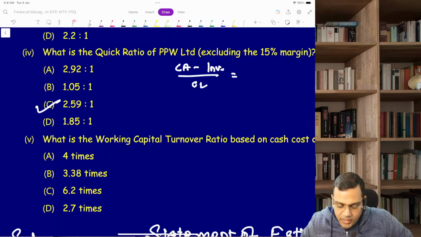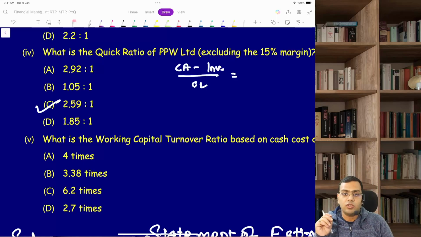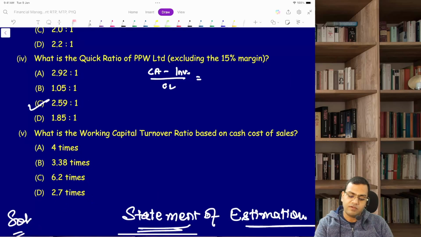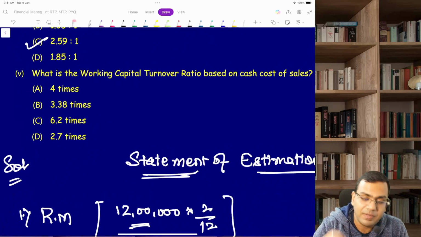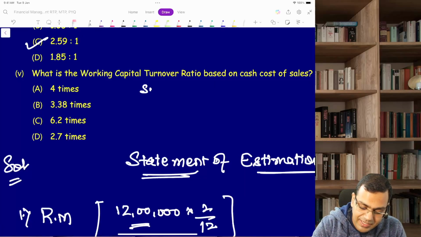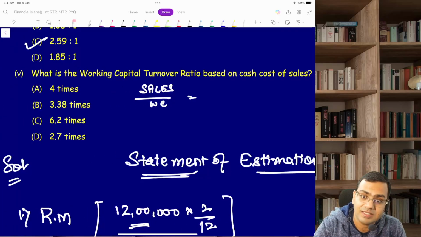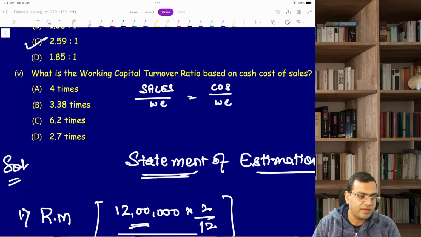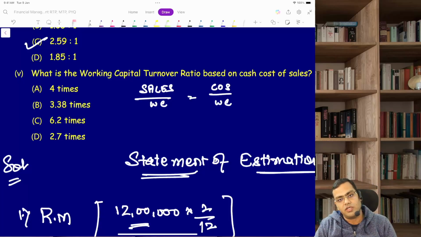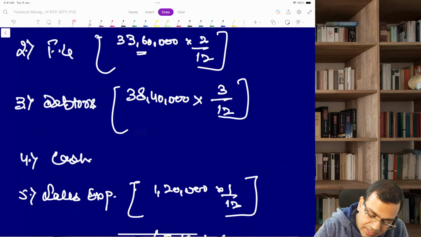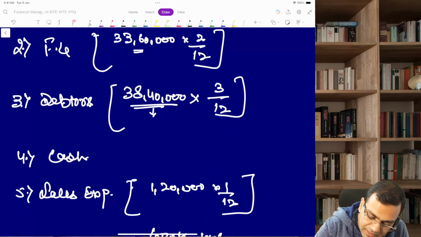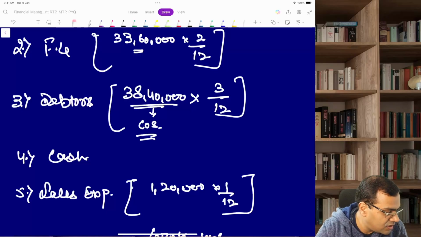Now next, what is the working capital turnover ratio based on the cash cost of sales? Working capital turnover ratio tells us what? It is sales divided by working capital, but here it should be on the basis of cash cost of sales. That is cost of sales divided by working capital. Now, what is the cost of sales that you have? Cost of sale is the total cost incurred. This is your cost of sale.